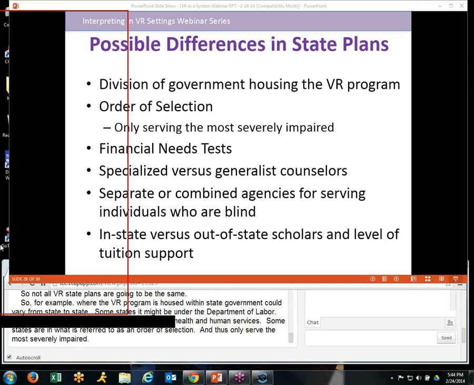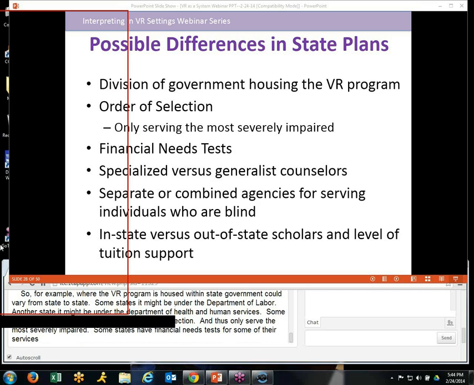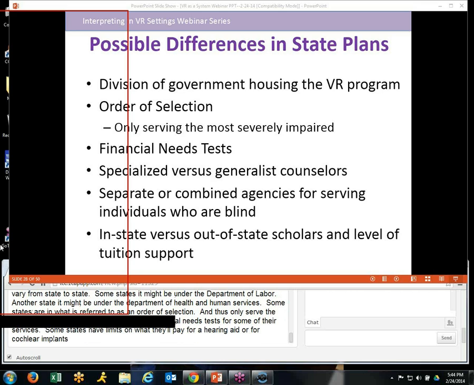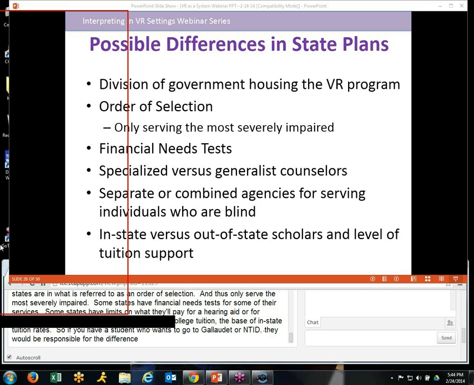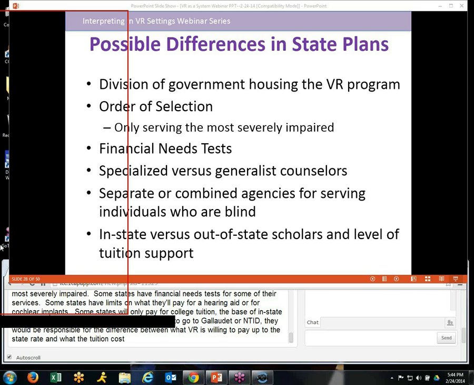Some states have financial needs tests for some of their services. Some states have limits on what they'll pay for a hearing aid or for cochlear implants. Some states will only pay for college tuition at the base in-state tuition rates. So if you have a student who wants to go to Gallaudet or NTID, they'd be responsible for the difference between what VR is willing to pay up to the state rate and what the tuition cost might be at that out-of-state program.